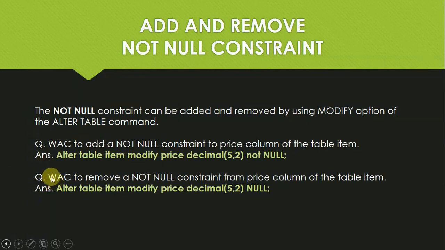Now the next question is to write a command to remove a not null constraint from the price column of the table item. To remove this constraint, we'll give the command alter table item modify price decimal(5,2) null. So if we write null here, it will remove the not null constraint. If we write not null here, it will add the not null constraint. So please be careful while writing this command.